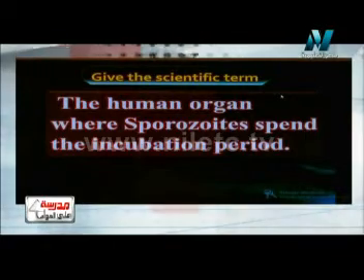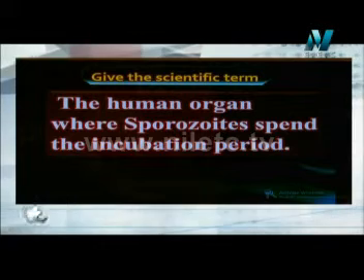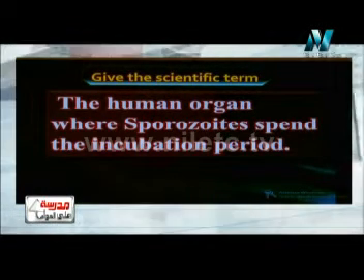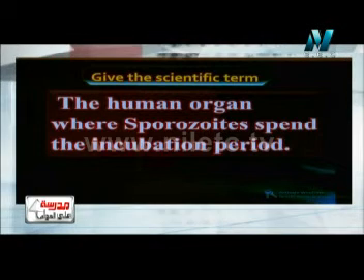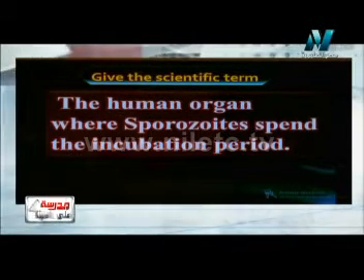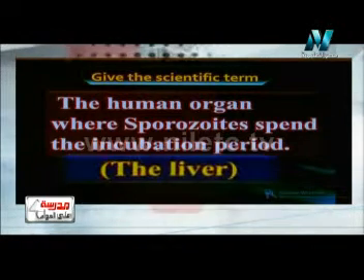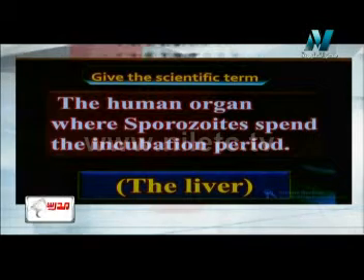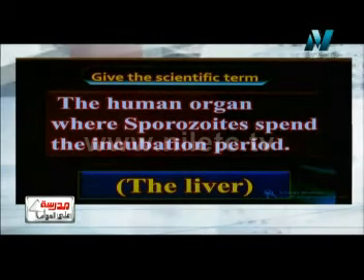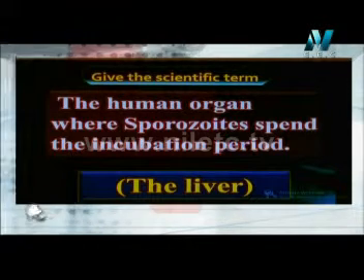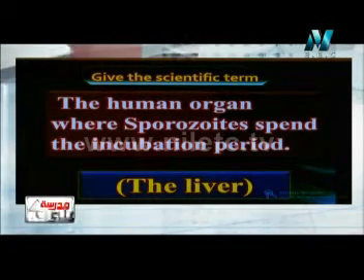The next question. The human organ where the sporozoites spend the incubation period. Of course, that is the liver, but incubation period is the time from the infection to the appearance of the symptoms of the malaria disease or any disease. So the incubation period takes place inside the human liver or the hepatic cells.